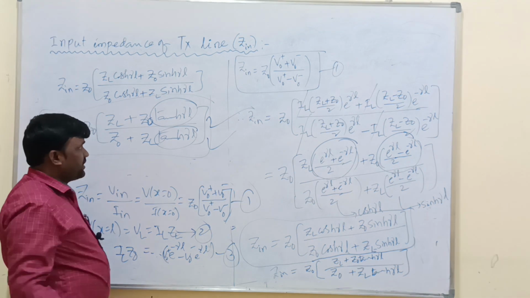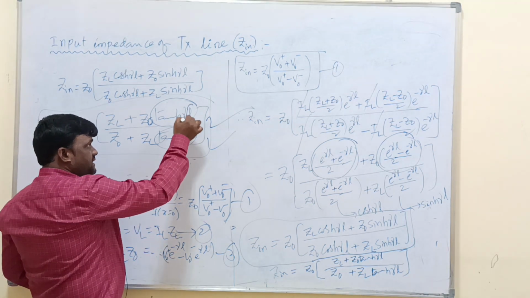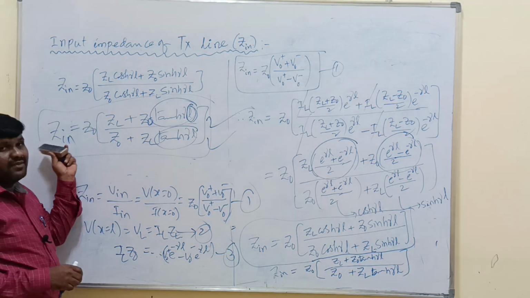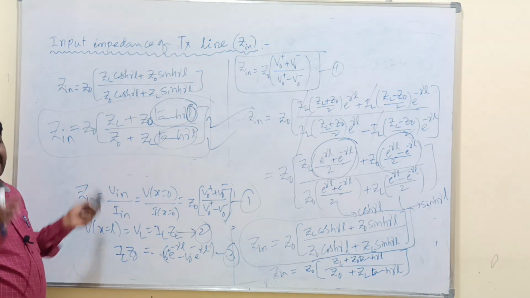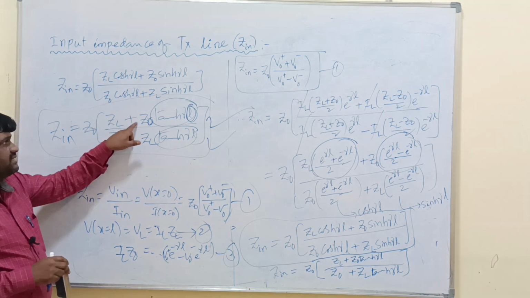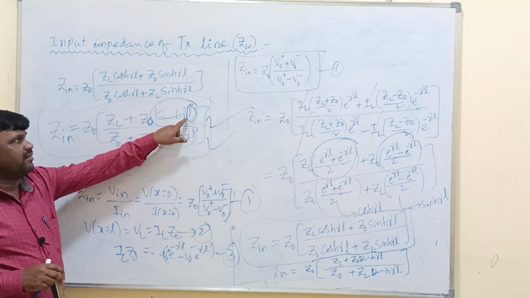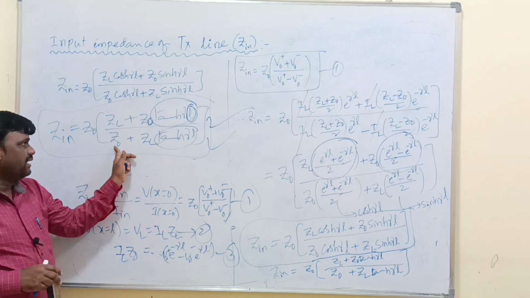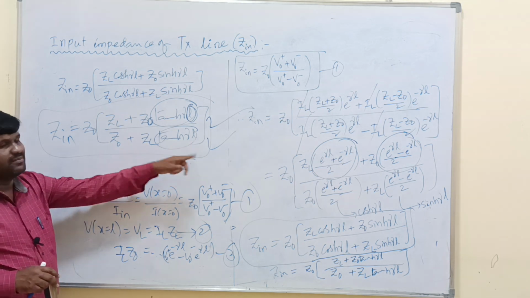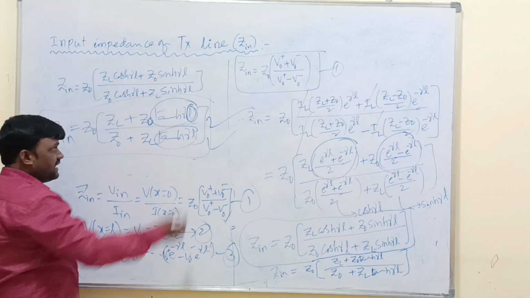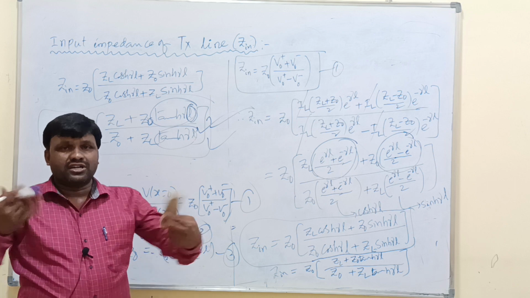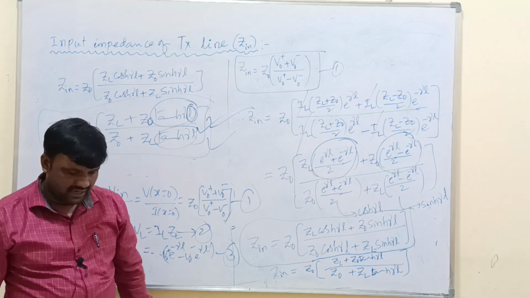I will ask one question for you. Suppose if I replace this L as X, in that case I will get what? Impedance of the transmission line at any point on the line, that is Z of X equal to what? Z0 times ZL plus Z0 tan h gamma X divided by Z0 plus ZL tan h gamma X. That means L is replaced with X. That means basically this is the expression for what? Impedance of the transmission line at any point on the line.